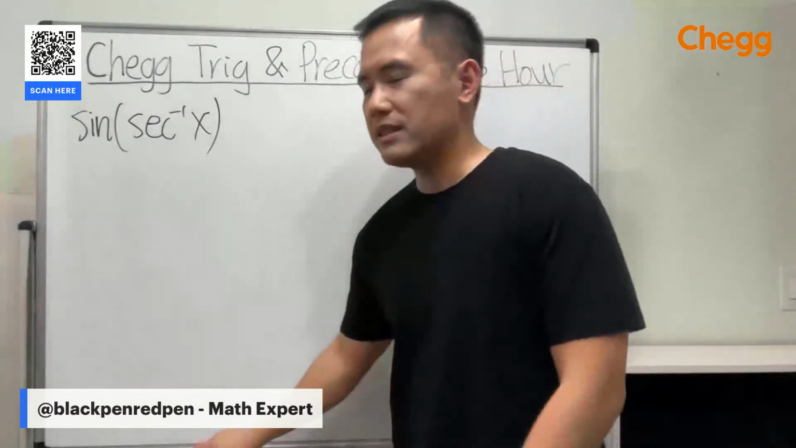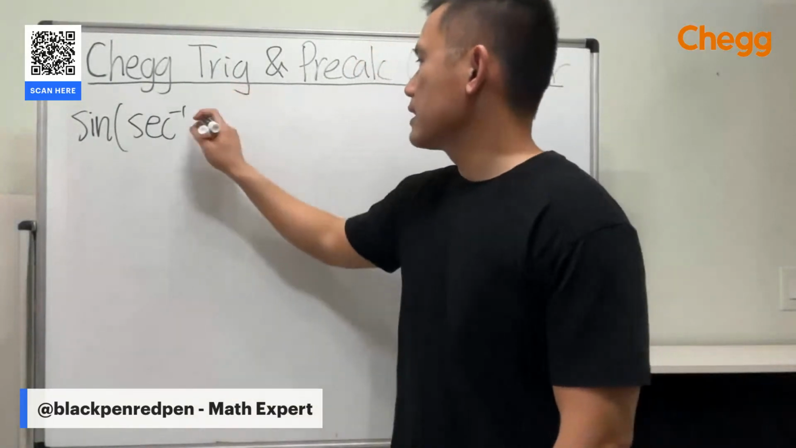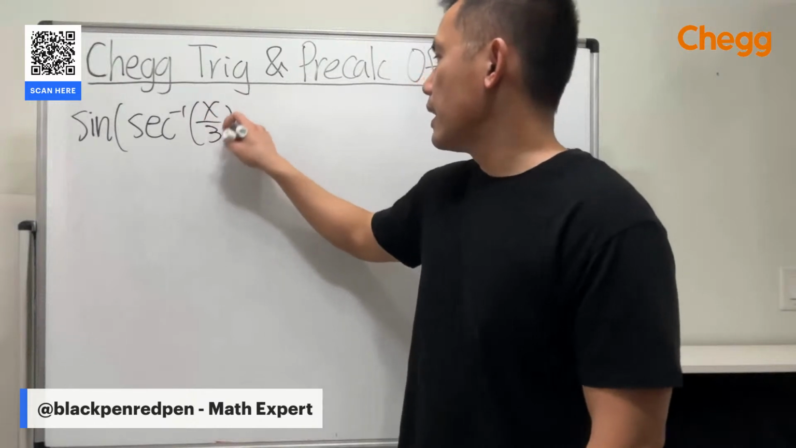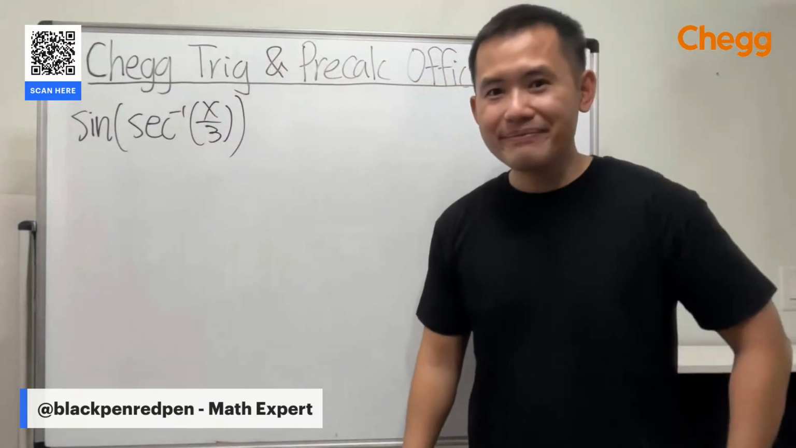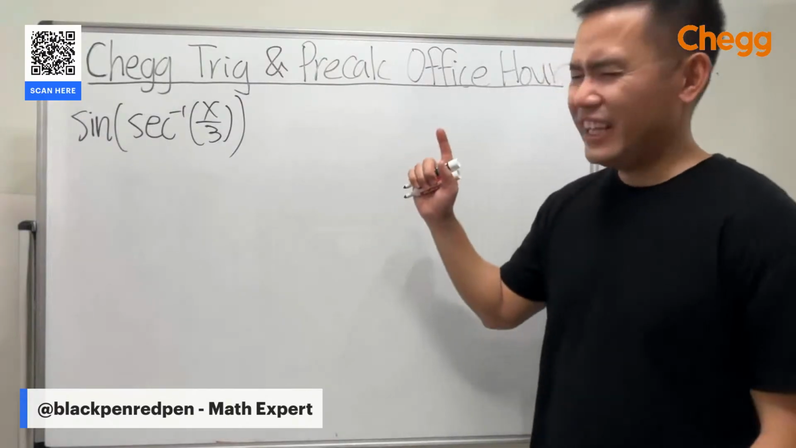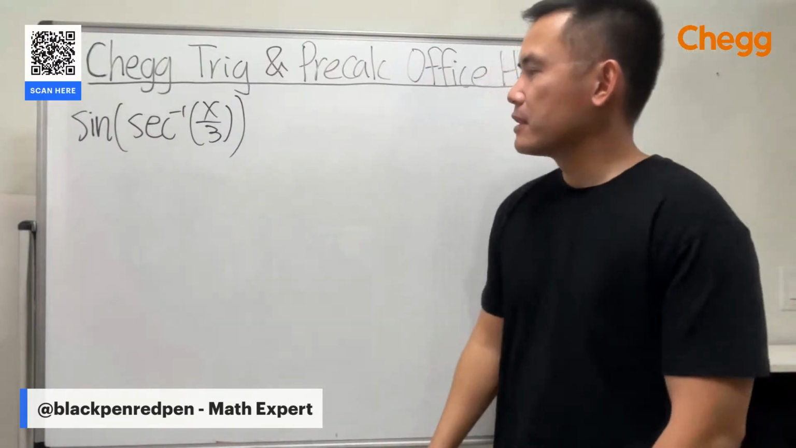Well, actually, no, let's make it slightly more interesting. Instead of x, let's put it as x/3. How's that? Yeah, I think this is what you want, right? And let's go get it.